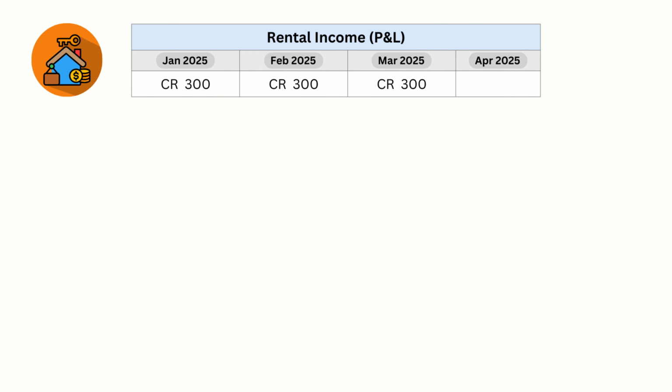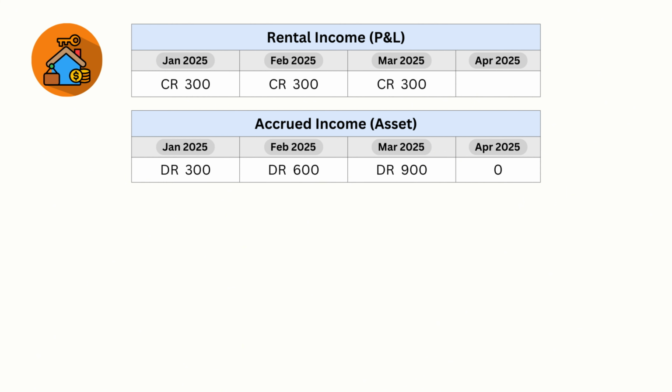In the profit and loss account, you can see that rental income of £300 has been recognised in January, February and March. Nothing appears in April because all of the income was already recognised when it was earned. Now look at the accrued income line.